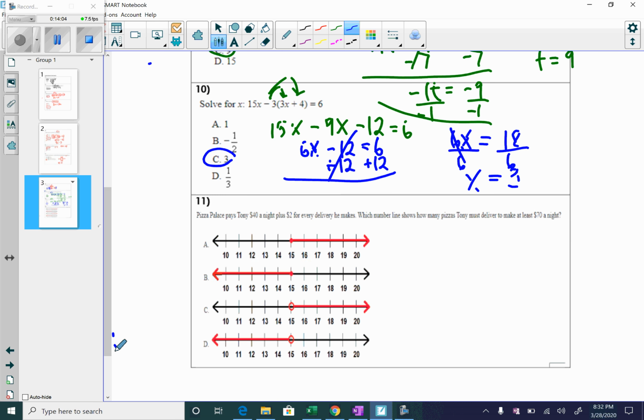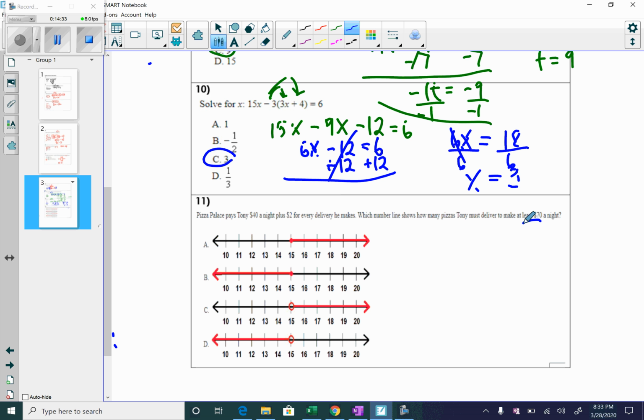Okay, last question. Pizza Palace pays Tony $40 a night plus $2 for each delivery he makes. Which number line shows how many pizzas Tony must deliver to make at least $70 a night? You have to write and solve an inequality before you pick the number line. Okay, so I'm going to write an inequality for this word problem. I'm going to solve it, and then I'm going to pick the number line.